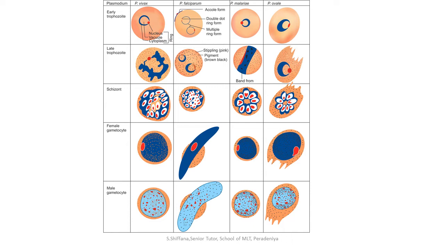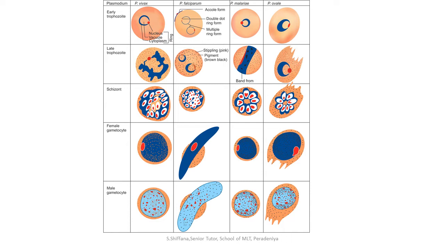How can we differentiate these gametocytes from the other three species? We can see significant morphological differences, that means the crescent shape or banana shape. In the case of the female, we can see a crescent shape, that means pointed cytoplasm. In the case of the male, rounded cytoplasm.